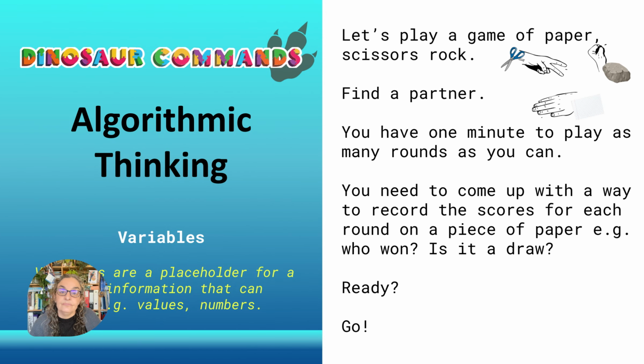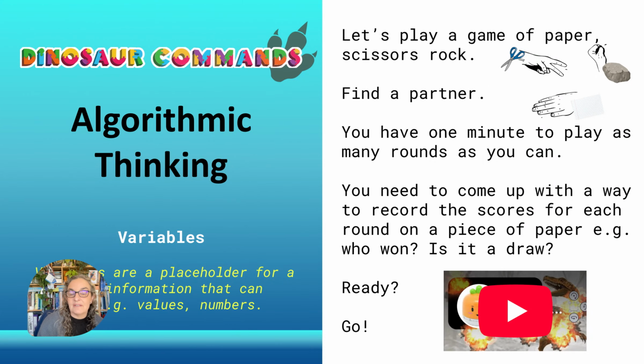So this is a great little activity for you to use in your classrooms to introduce variables. Get your students to play a game of rock, paper, scissors. They have 1 minute to play as many rounds as they can with a partner. What they have to do is record who wins, how many times they win in the games, and how many times they draw.